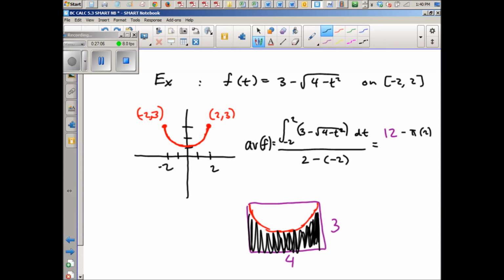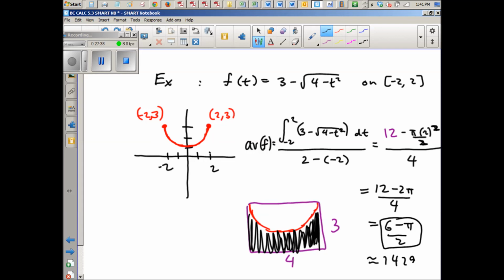So pi 2 squared over 2, all over interval, which is 4. So anyway, the answer is actually 12 minus 2 pi all over 4, or you could put 6 minus pi all over 2. Or you could just run the math 9 on this thing. The decimal's interesting anyway. So you said you got 1.429? Yeah, that's what I got too.